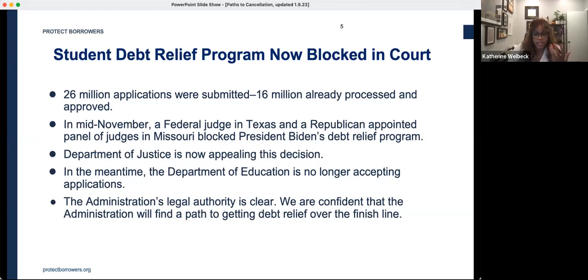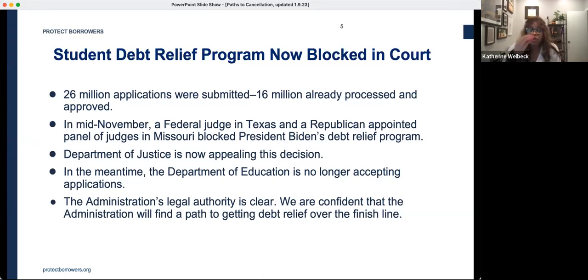And so what we've seen is that the Department of Justice has appealed this decision to the Supreme Court, and we're expecting to have oral arguments on February 28th of this year. And so while these cases are still pending, the Department of Education is no longer accepting applications. Although the debt relief program is blocked for now, we are confident that the Biden administration will find a way to get this debt relief across the finish line.